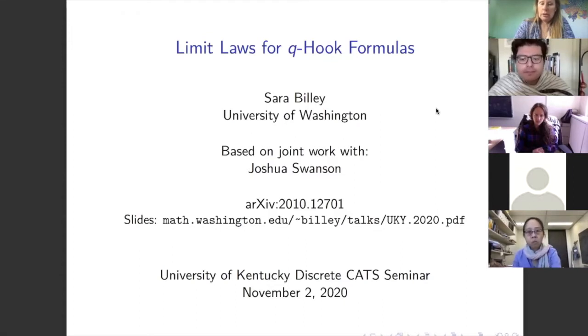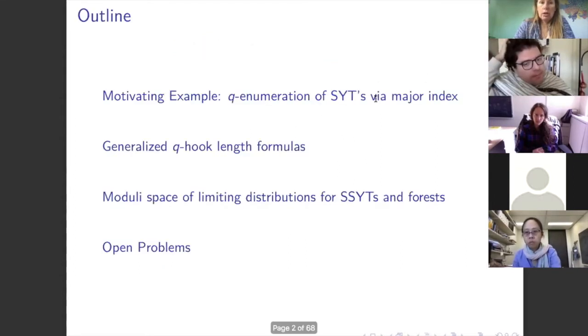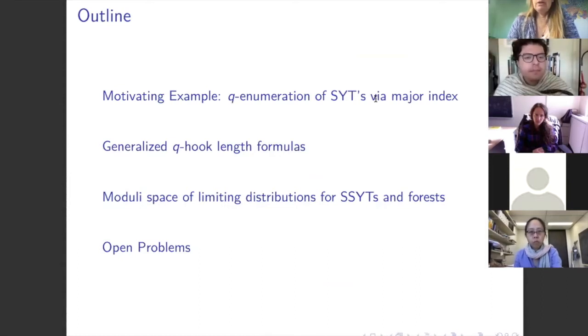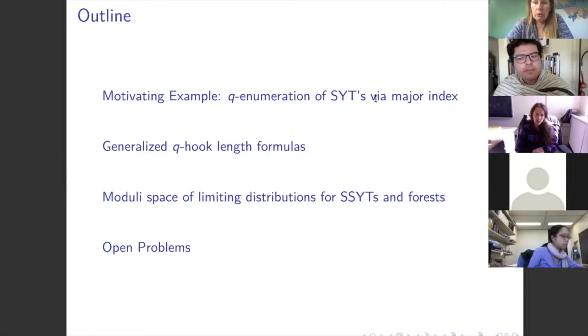So here's the overview of the talk. I want to talk to you a little bit about what we've been doing over the last couple of years to warm up the process. We've been looking at standard Young tableaux and the major index statistic, and how you can look at the Q enumeration of those things as a random variable over standard Young tableaux. Andres has seen that part of the talk before, but then we've been getting into more and more generalizations of this. So these are like generalized hook length formulas. And I want to tell you where we are going with the generalized hook formulas and what specifically is in this new paper.